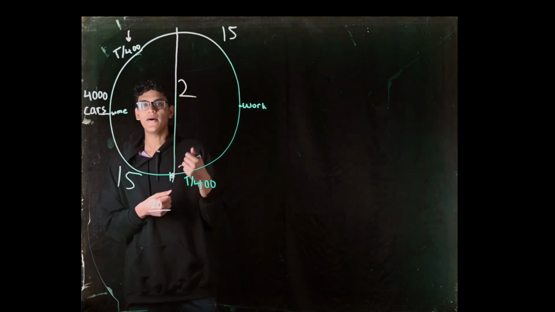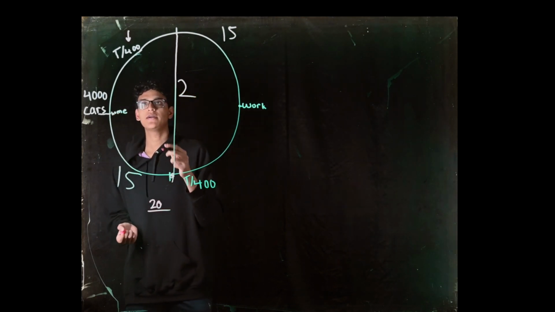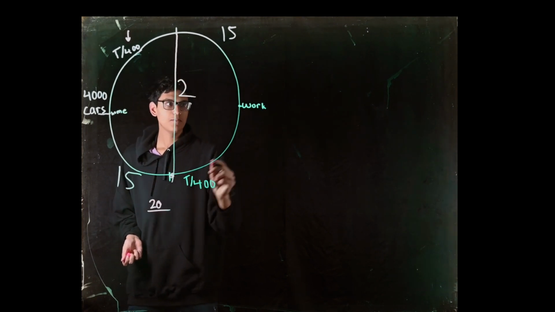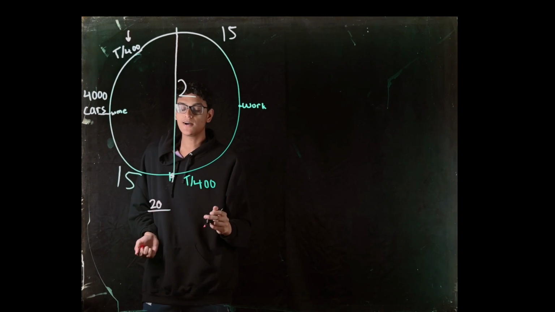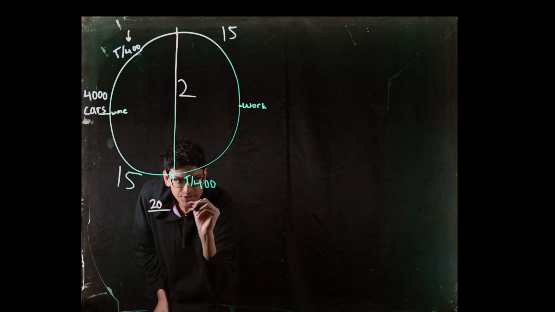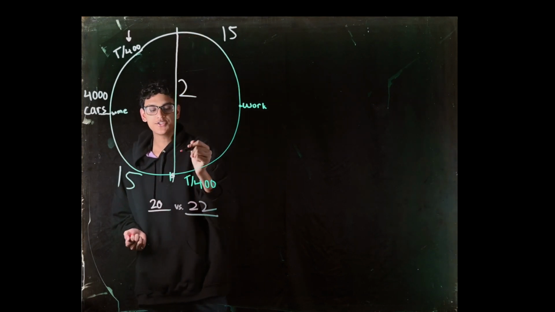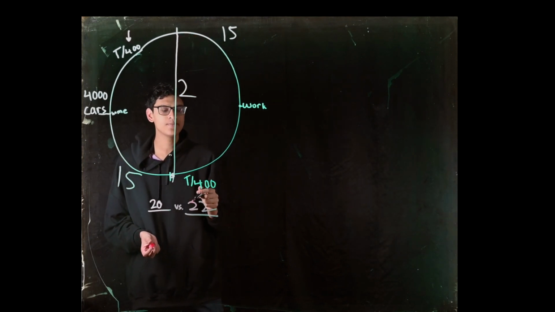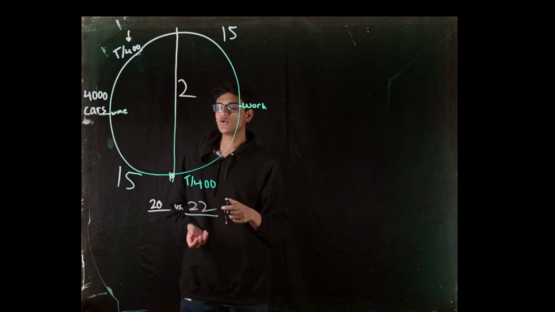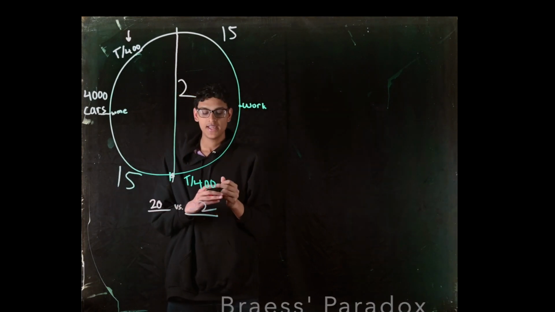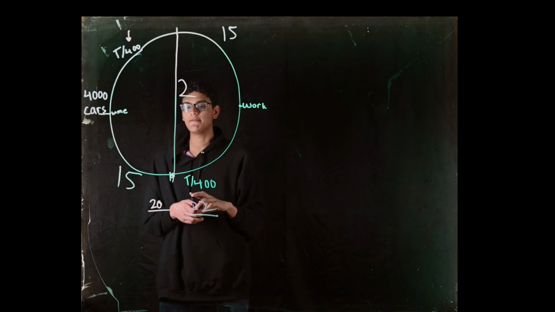Well, let's think about it now. How much time would it take? It would take 4,000 over 400, 10, plus 2, plus 10 minutes for every single car to get to work. That's 22 minutes. Paradoxically, adding this extra road to our system made the total travel time longer. This is an example of what's called Braess's paradox. Exactly that. Adding roads to a traffic system can actually increase the time that traffic takes.